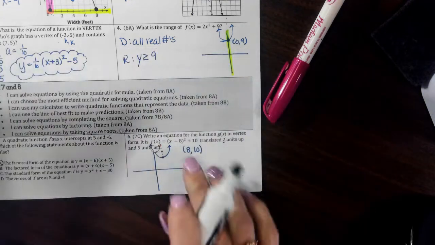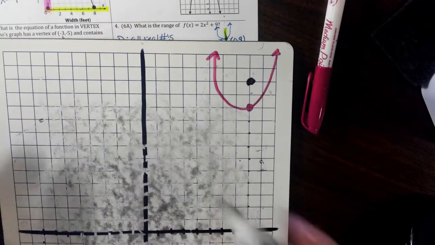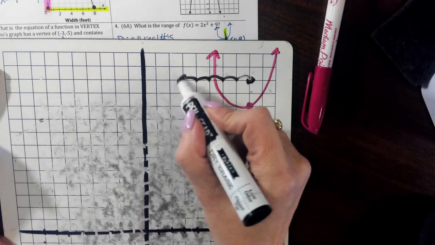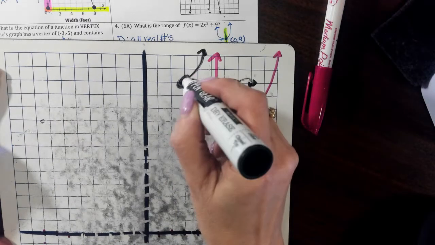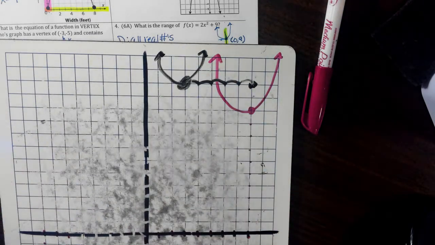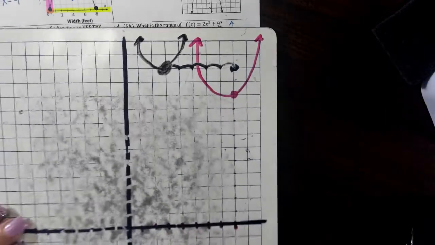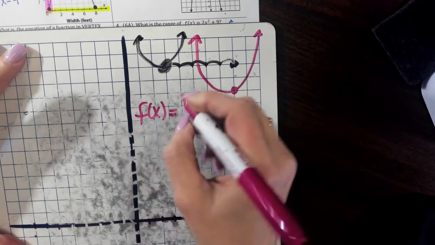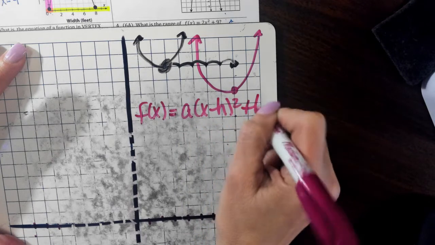From that point, I need to go 5 units left. So I'm going to go over 1, 2, 3, 4, 5. So I'm right here. So this is my new vertex. Same thing going on. That's my new vertex. So it wants me to write the equation in vertex form. Okay, so here's vertex form. A times x minus h squared plus k.